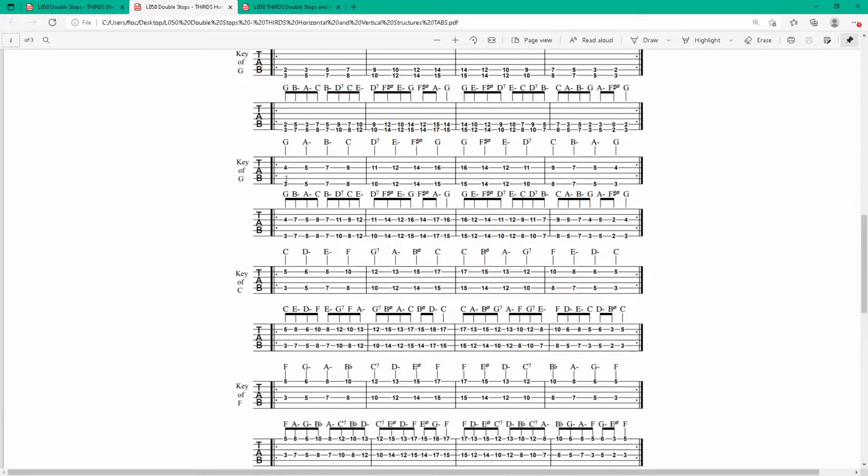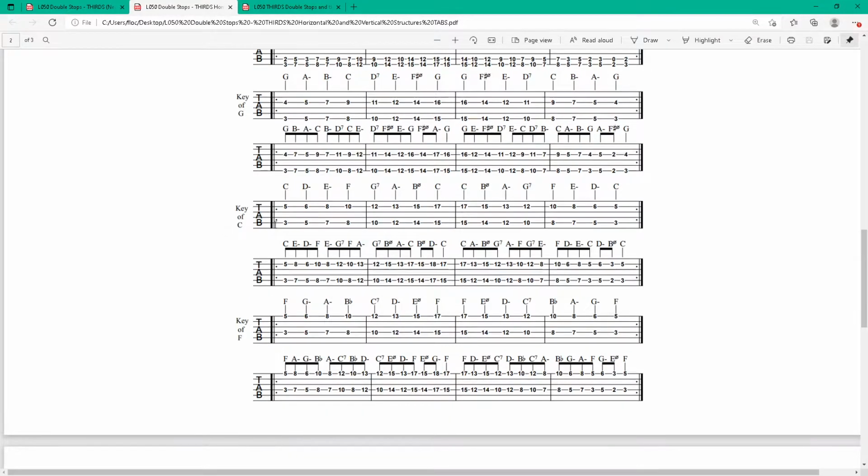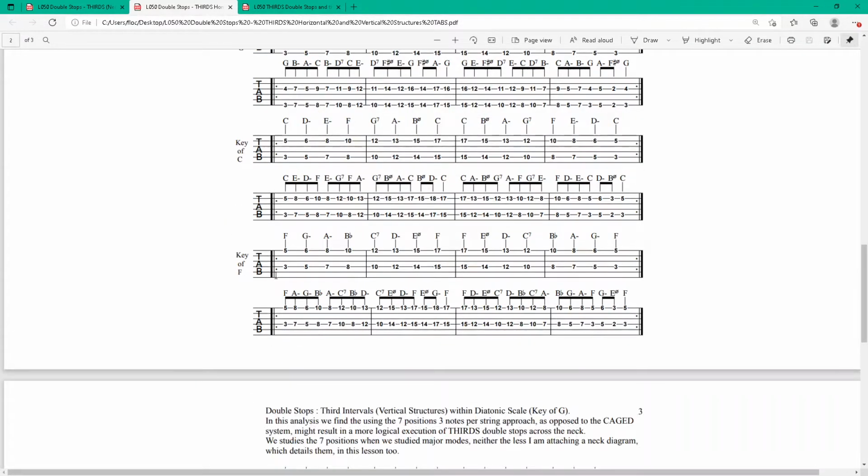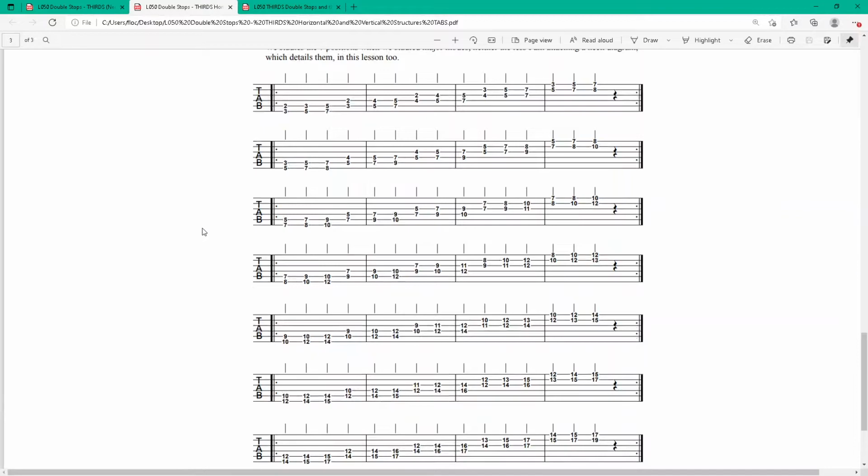For the larger spread of the thirds, in this case, I'm using the key of G for third and sixth string. And for second and fifth string, I'm using the key of C. While for sixth and third string, I'm using the key of F. Now, before we move on to this.